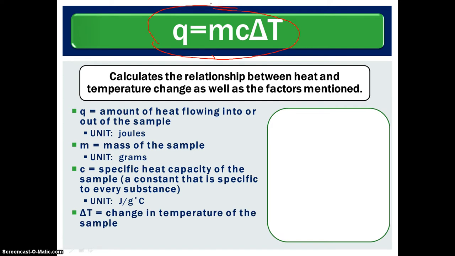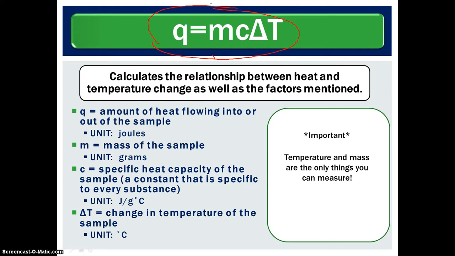And the fourth variable is delta T, which is the change in temperature of the sample. It is very important to note the units are degrees Celsius there. It is also very important to note that temperature and mass are the only things that you can directly measure in an experiment. You cannot measure heat. You cannot directly measure specific heat. You can measure temperature and mass and use what we know about this relationship to find the other two pieces of information.